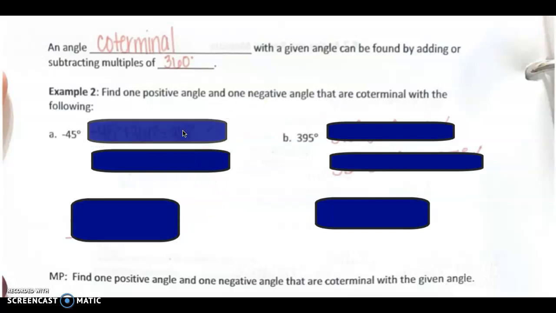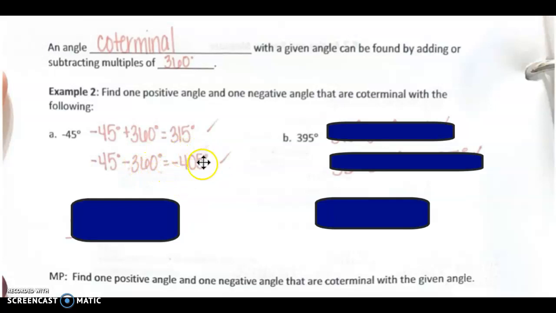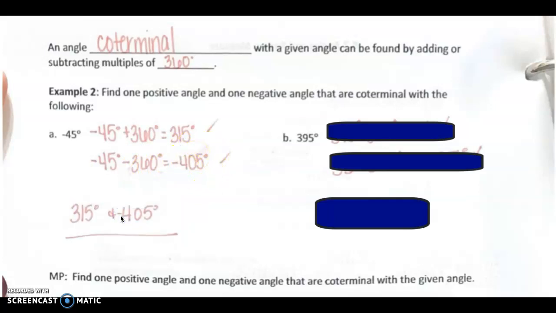Negative 45, if we add 360, that gives us 315. So we want to find one positive and one negative angle that are coterminal with the angles given. So we have negative 45 plus 360 gives us 315. So 315 lies on the same side as negative 45. And then if we do negative 45 minus 360, that's going to give us a negative coterminal angle at negative 405. So 315 and negative 405 are the two coterminal angles.